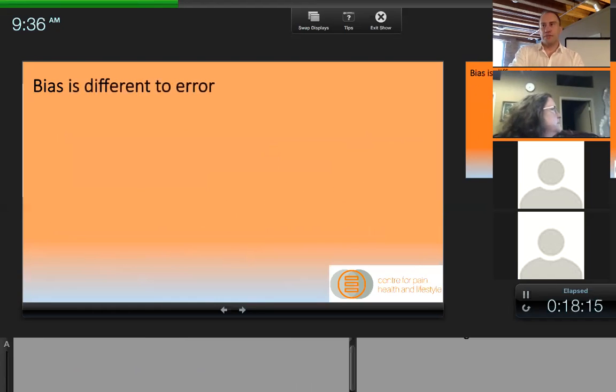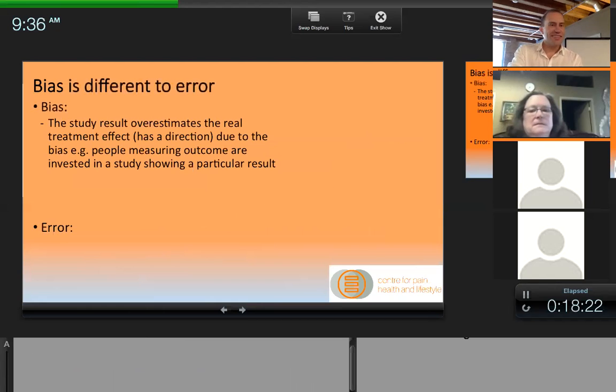Now, bias is different to error. Okay, so bias and error are different. So when a study is biased, generally it overestimates the treatment effect. Okay, so bias has a particular direction. And so an example there is if the people who are measuring outcome in a study have a particular interest in the study showing a certain thing, then their bias is going to be towards overestimating that effect. Okay, so there's a directional thing.